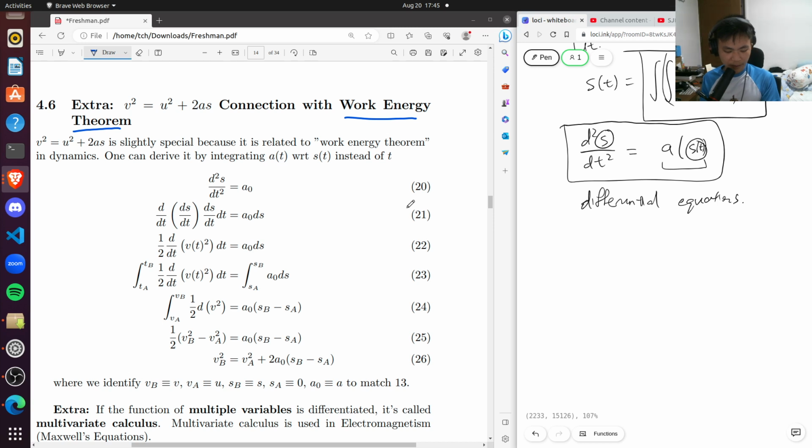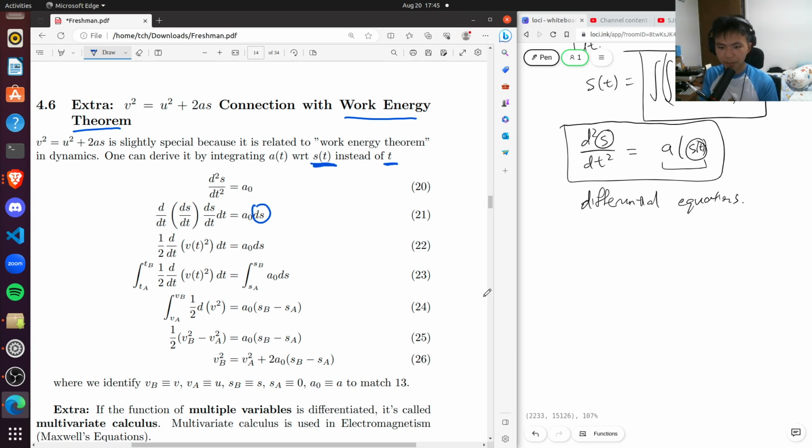However, we will talk about this, I think, two chapters down the line. But for now, there is an interesting observation: if we do not integrate with respect to time, but instead integrate with respect to position, so we integrate both sides of this equation with respect to s instead of t, so we write ds instead of dt, then we can actually obtain v squared equals u squared plus 2as. In fact, that's exactly what we get.